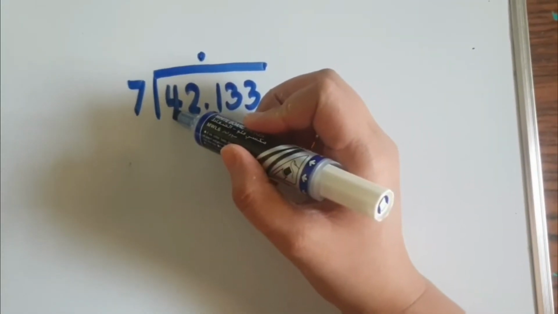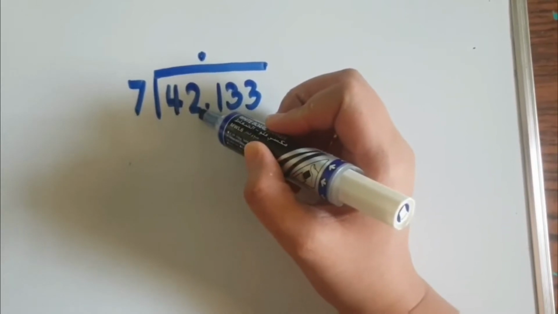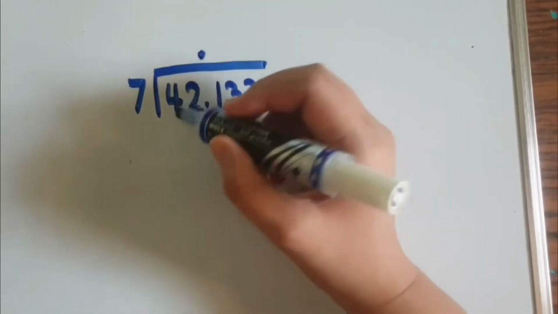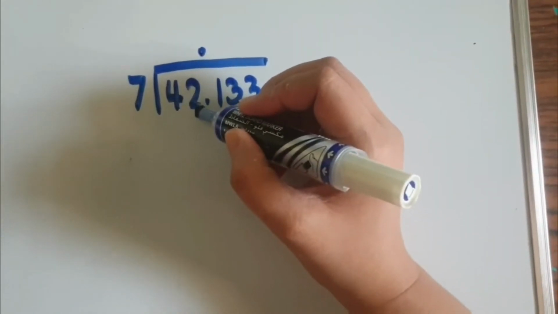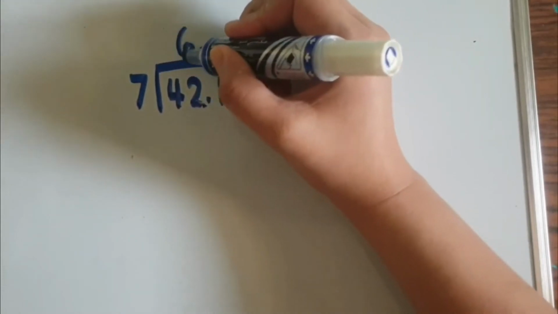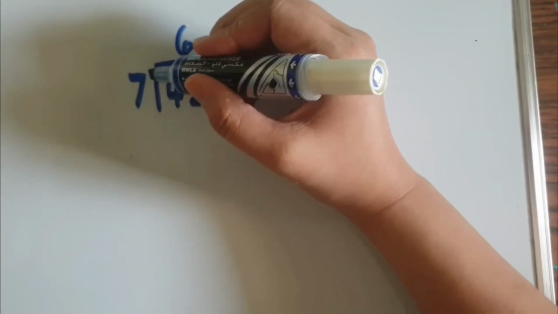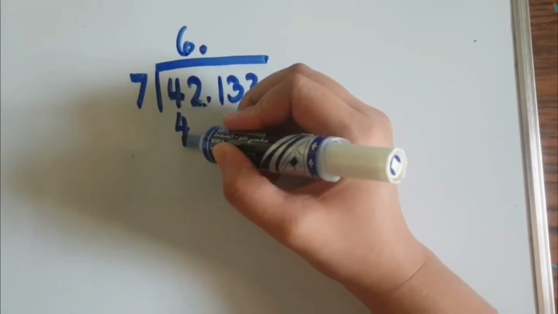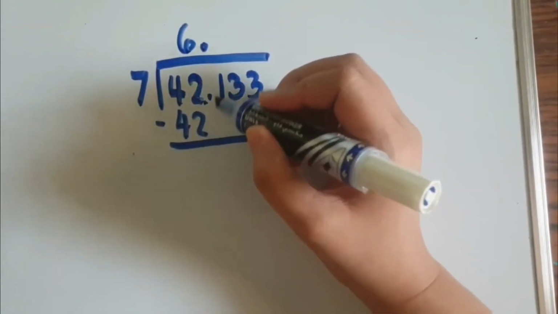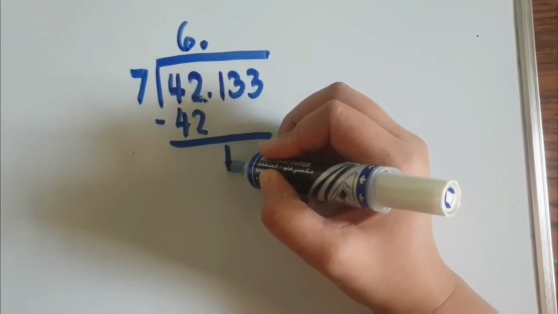So, we'll start with 4 and that cannot be. We will have 42. So, 42 divided by 7 is 6. Since we use 42 and the last digit is 2, then we will write our answer above 2. And then 6 times 7 is 42. So, bring 42 here. And then subtract. That gives us 0. Then we have 1.